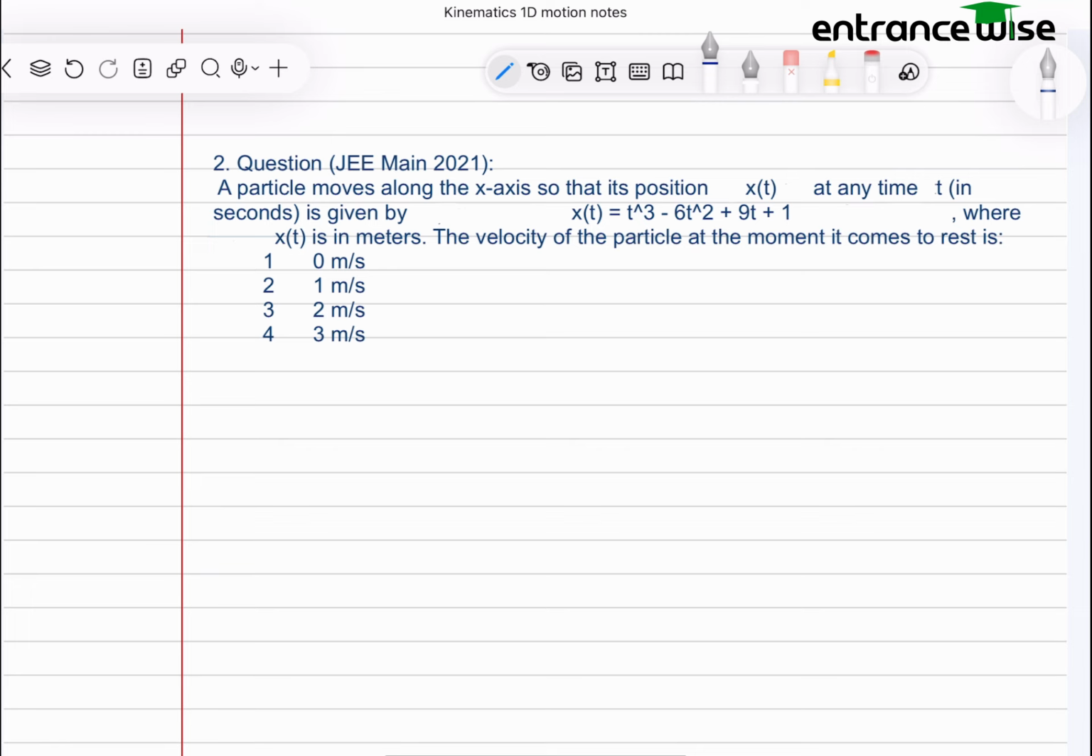So the position of the particle as a function of time is given as x(t) equals t cube minus 6t square plus 9t plus 1. To find the velocity of the particle, we need to differentiate the position function with respect to time. That is v(t) equals dx(t) by dt, and we get 3t square minus 12t plus 9.